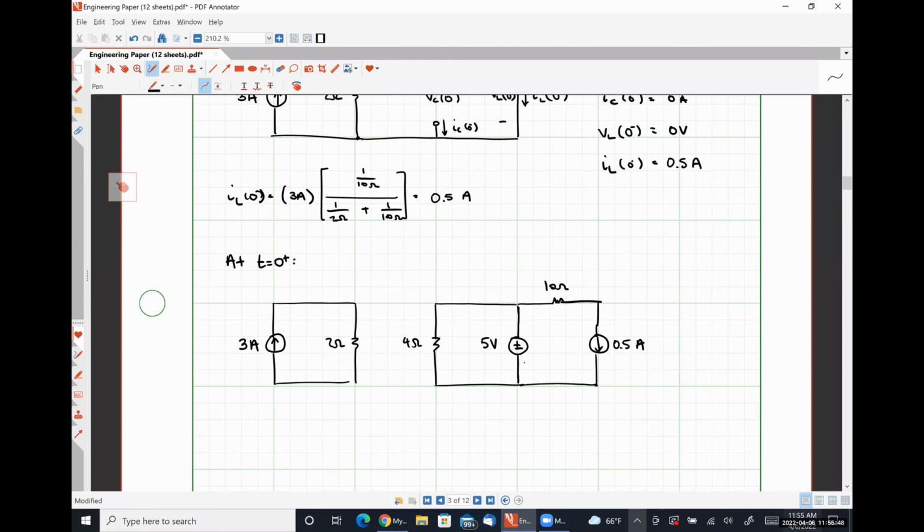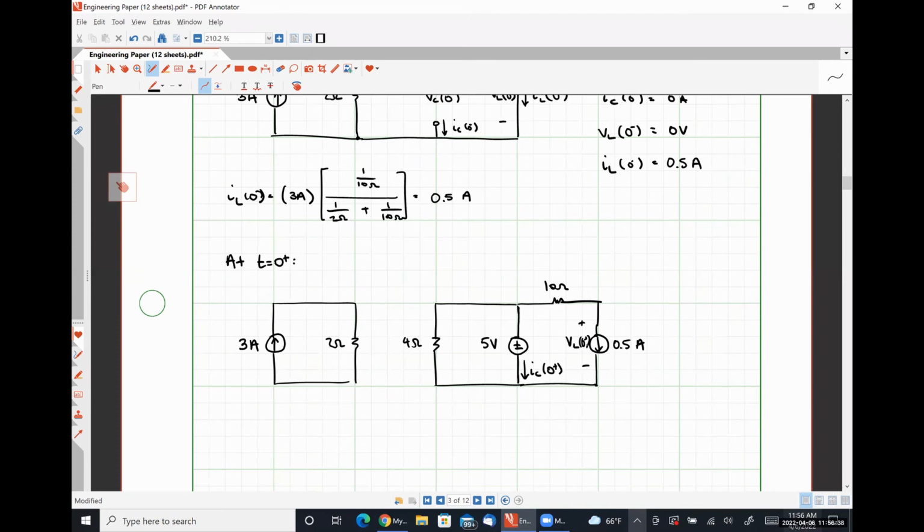And we need to determine IC at 0+ and VL at 0+. Anyone have any thoughts? In my opinion, superposition is too much work. We could do it that way, but it's a little too much work. And so what I mean by that is, what's the voltage drop over the 10 ohm resistor, positive polarity on the left? Right. So if we did KVL around the right hand side, we would have negative 5 volts plus 5 volts plus VL is equal to 0, which means VL is 0.